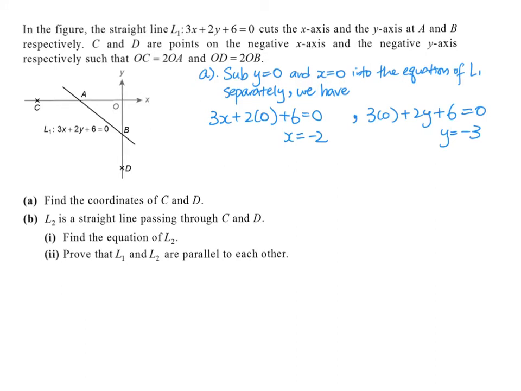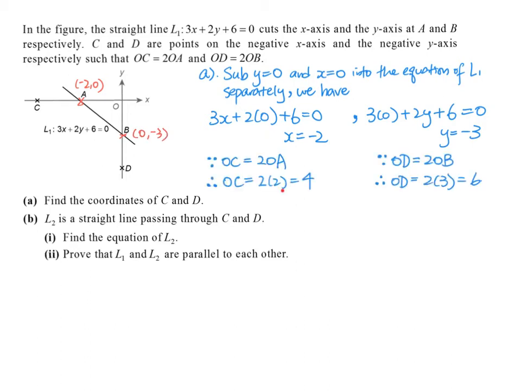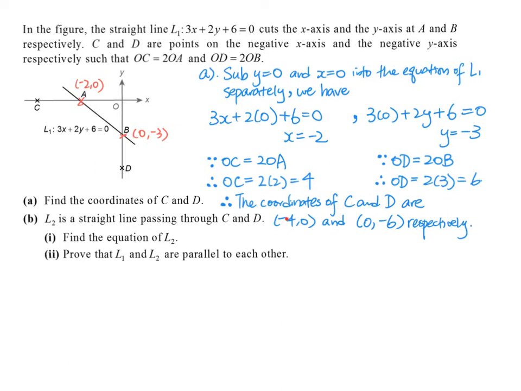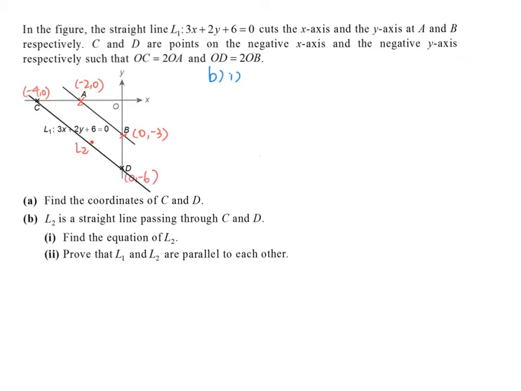So individually, I put y equals 0 here to get the x-intercept, and x equals 0 here to get the y-intercept. This equals -2, 0, and this would be 0, -3. And then because they're midpoints, we could find OC and OD, and so C would be -4, 0, and D would be 0, -6. This one is easy. So part B, we connect C with D and we form another straight line called L2, and we want to find that equation.